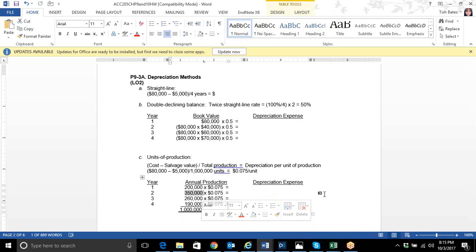Try not to read too much into the problems. They're actually really straightforward. Did you guys watch the webinar already? Okay, because I went over a lot of these, so I'm just wondering, what specifically is your question about P9-3B? What don't you understand about the problems? What's confusing you?